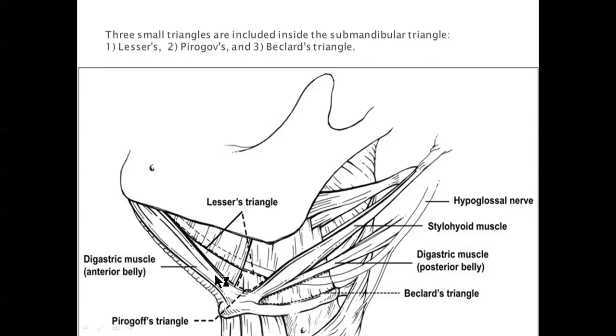So the lesser triangle boundary would be your digastric muscle, anterior belly, and the hypoglossal nerve, cranial nerve 12, which would form the superior boundary. Posteriorly, it would be your posterior belly of the digastric muscle. Sorry, the stylohyoid muscle will form the posterior boundary. And here we can see this one over here is the intermediate tendon. All right, the intermediate tendon. So the boundaries of the lesser triangle would be important for the exam.